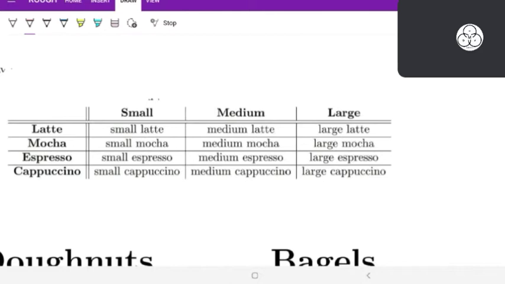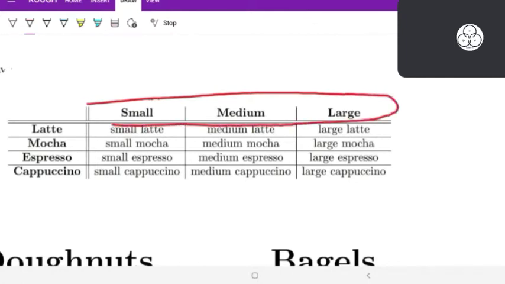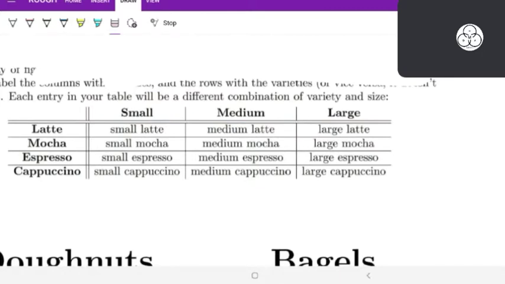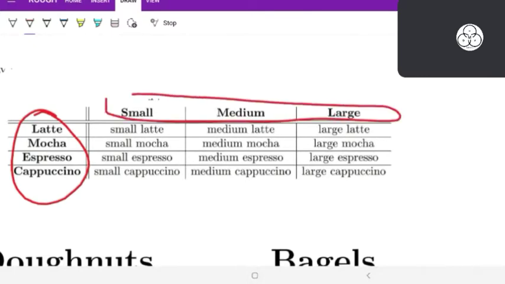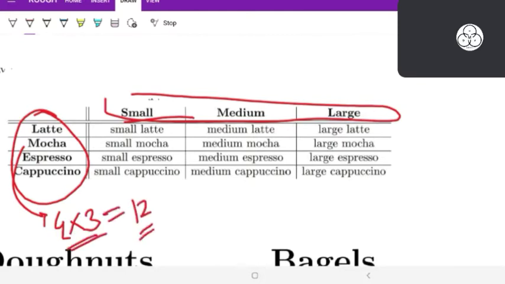So we are in a coffee shop. This is the size of the coffee and these are the varieties. There are 4 different varieties, 3 different sizes. So the total number of possibilities is 12. This is how we are solving it, counting without actually counting, because size and varieties are interdependent.